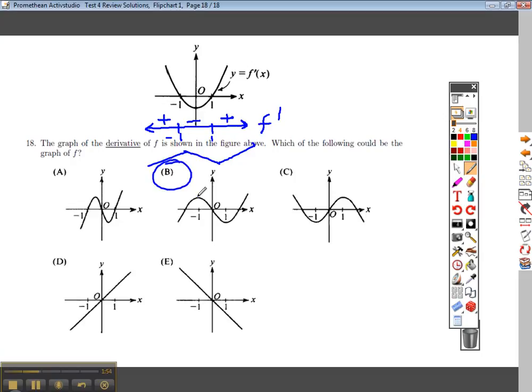Because it hits a maximum at -1 and a minimum at 1. Notice this one does have a maximum and minimum at A, however, it passes through 0 there, which is how they're trying to fool you.